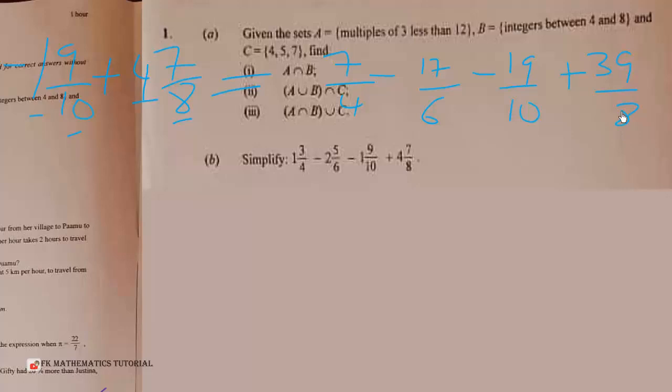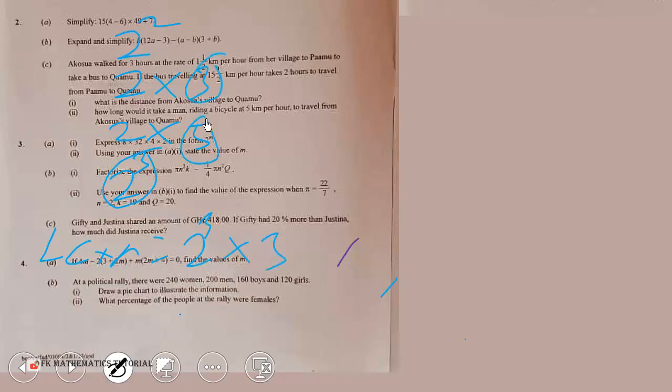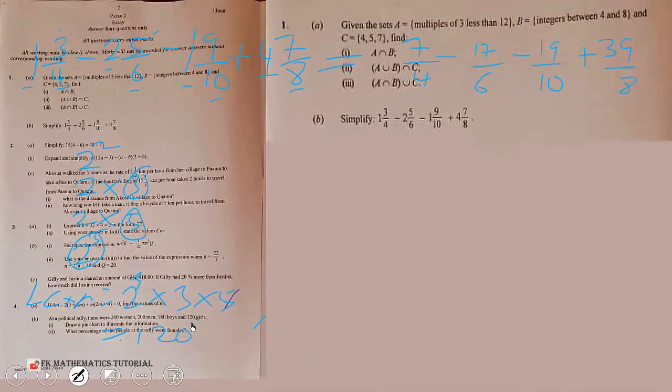So let's find the LCM of 4, which is 2 squared. Then 6, which is 2 times 3. Then we have 10, which is 2 times 5. Then we have 8, which is 2 exponent 3. So the LCM will be equal to the highest power of 2, which is 2 exponent 3. Then the highest of the 3 is 3. And the highest of the 5 is 5. So that will give us 8 times 15, which is 120. So that is the LCM. The LCM is 120.